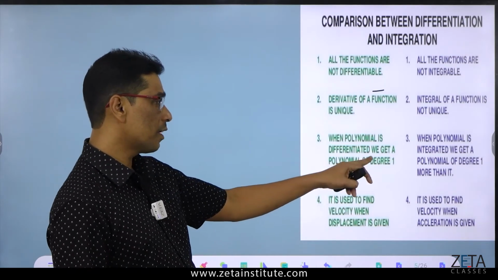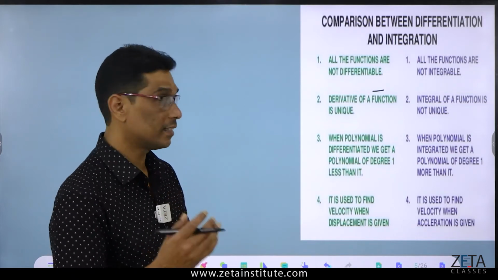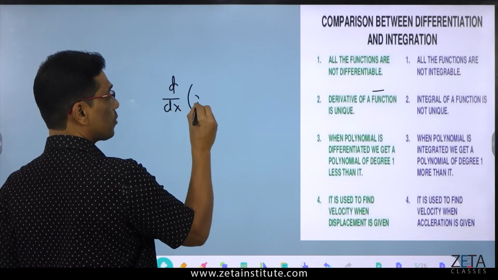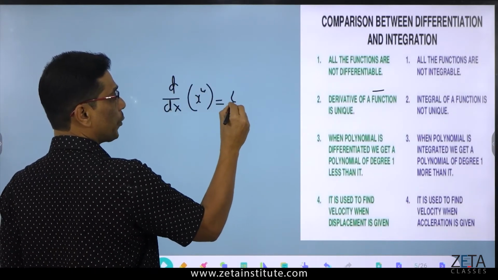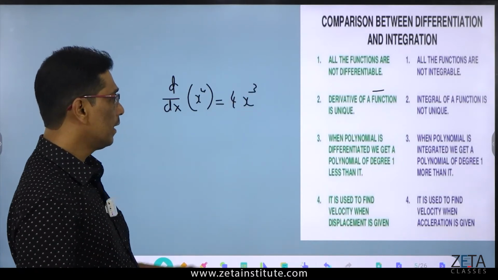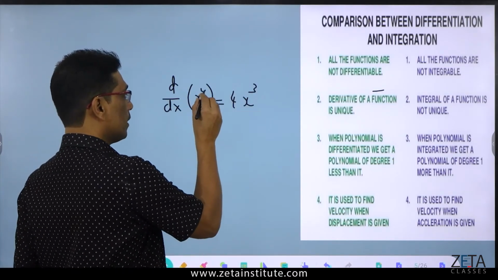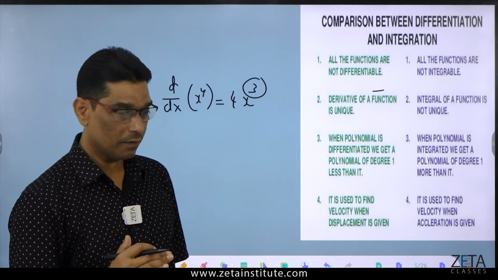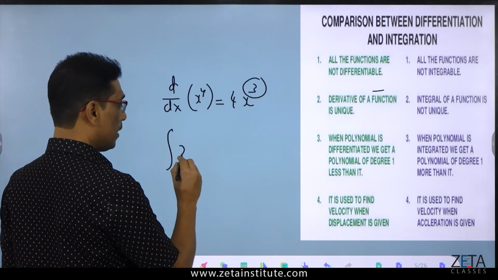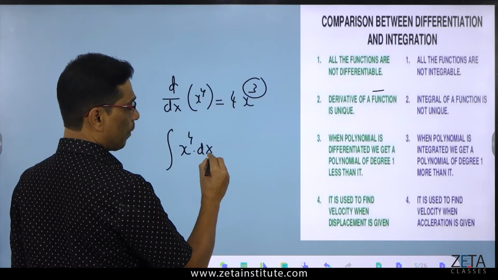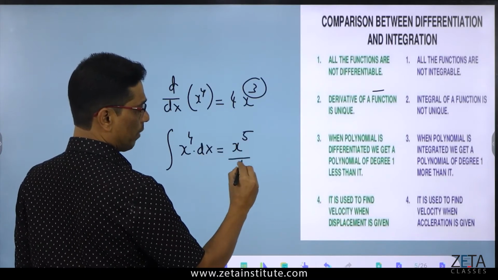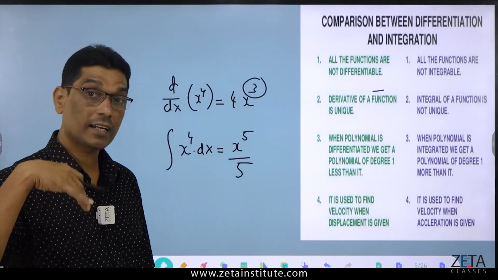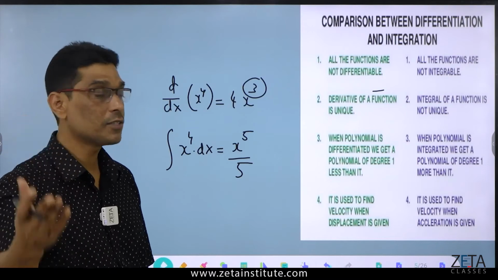When a polynomial is differentiated, we get a polynomial of degree one less. If you differentiate x raised to 4, dy by dx, we get 4x cube. So the polynomial x raised to 4, when differentiated, gives x cube, a polynomial of degree one less. But what happens in integration? If you integrate x raised to 4, we get x raised to 5 divided by 5. That means when a polynomial is integrated, we get a polynomial whose degree is always one more.